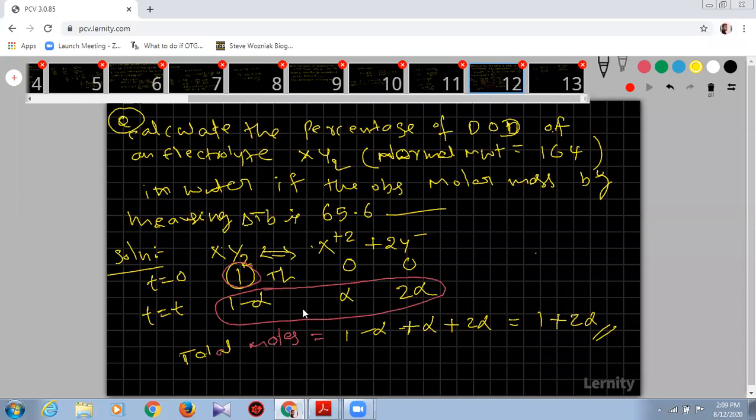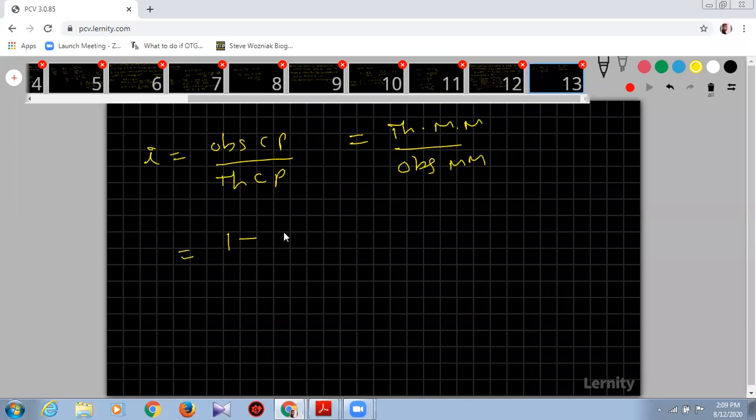Okay, observed what here? 1 plus 2 alpha. Theoretical what now? 1. Okay, that is 1 plus 2 alpha by 1, that is equal to... what is the theoretical molar mass? Already it was given, 164.